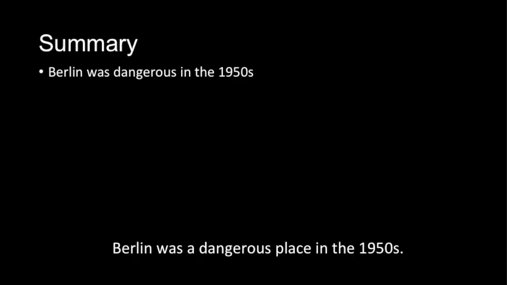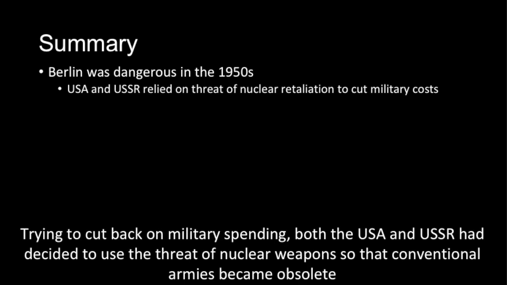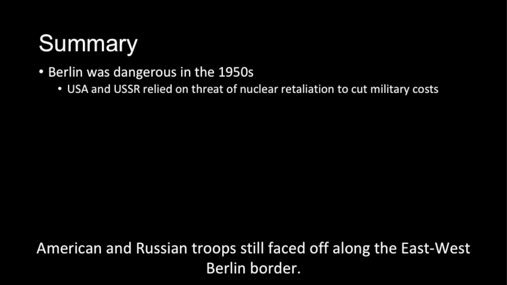So, to summarise what we've learned today, Berlin was a dangerous place in the 1950s. Trying to cut back on military spending, both the USA and USSR had decided to use the threat of nuclear weapons so that conventional armies became obsolete. American and Russian troops still faced off along the east-west Berlin border.